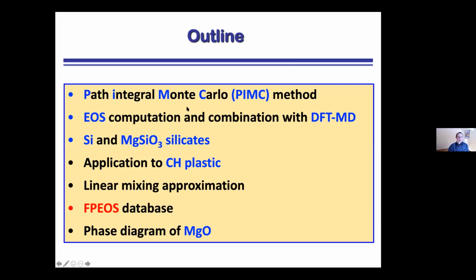I will walk you through a little bit what we actually do. This is using path-integral Monte Carlo simulations combined with density functional theory. Talk a little about recent results for silicates, then go back to work on plastic, so it's mixtures of carbon and hydrogen, CH, then talk about linear mixing, and then describe our database we put together for everybody to use, and it's on the internet. And then I conclude by saying a few things about the phase diagram of magnesium oxide.